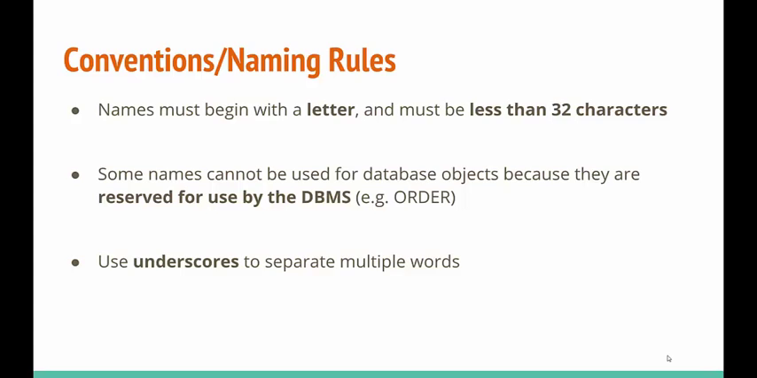vendors enforce. There are also some names that we cannot use because those words may be reserved by the language or by the DBMS. For example, order. We can't create a table called order, so we often create a table called orders or something thereof. When we need multiple words in a name, like we saw with student table, use underscores to separate the multiple words. We cannot use spaces.